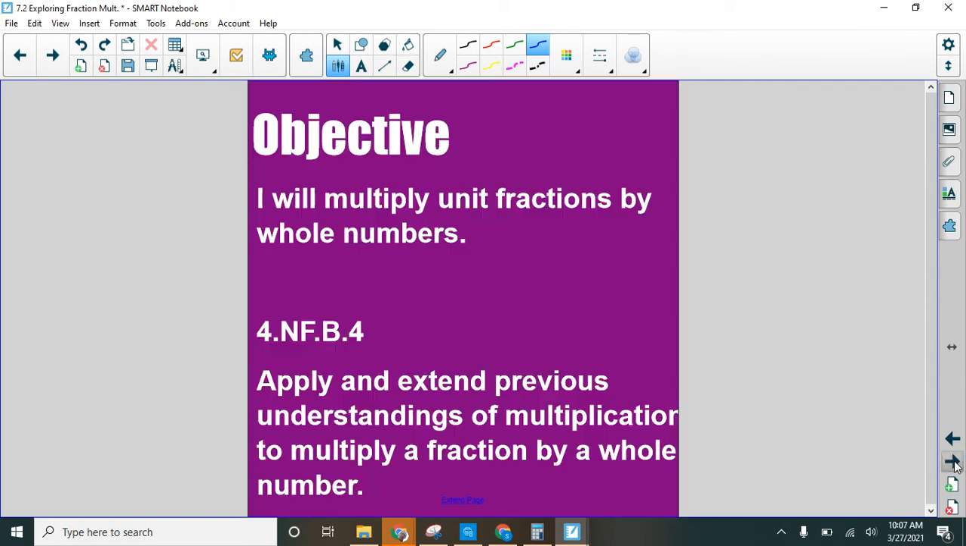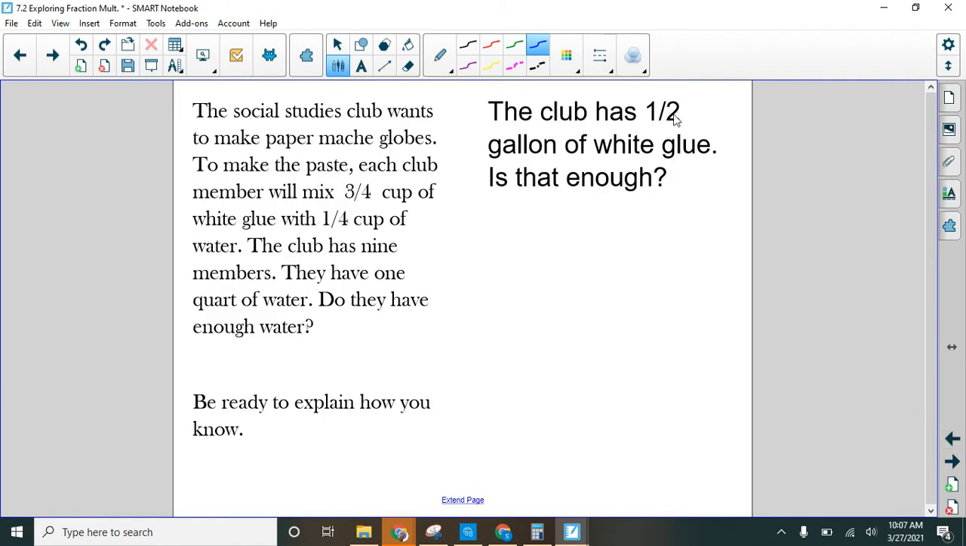How about that? The club has a half gallon of white glue. Is that enough? All right, well, let's take this 3/4. Which strategy do you want to use? Let's go with the multiplying strategy. Okay, I want you to first give me an improper fraction to start here. When you multiply 9 times 3/4, what is your improper fraction?